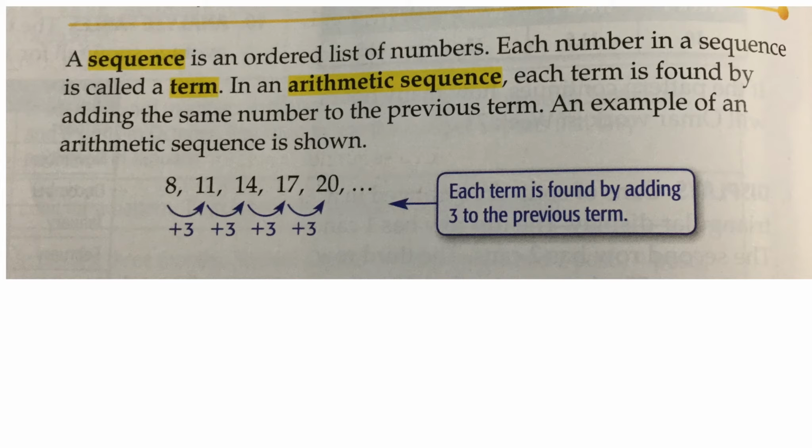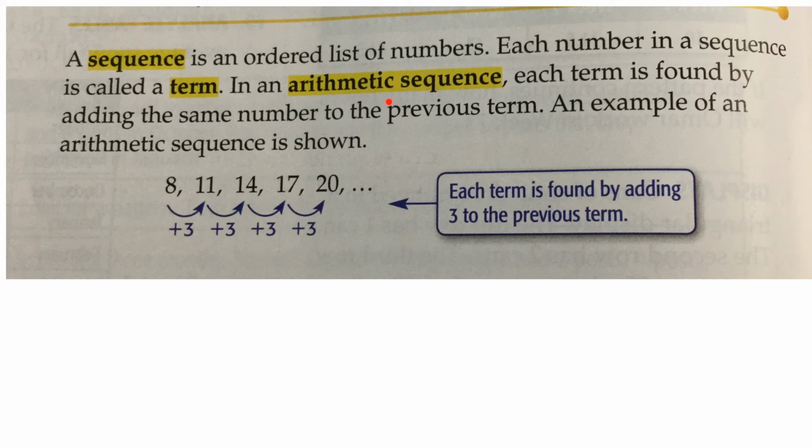So a sequence is an ordered list of numbers. So it's very important. The numbers listed have to be in order. Each number in a sequence is called a term. So we call this my first term, second term, third term, and so on, right? Each position is a term.